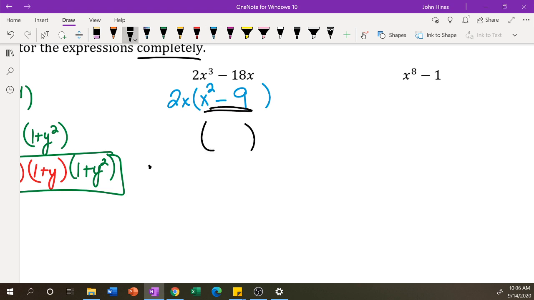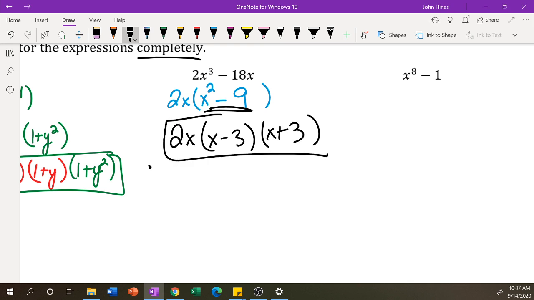That's the classic example from 9th grade, folks. How do I factor x squared minus 9? Well, I factor it as x minus 3 times x plus 3, and my GCF is going to come along for the ride.